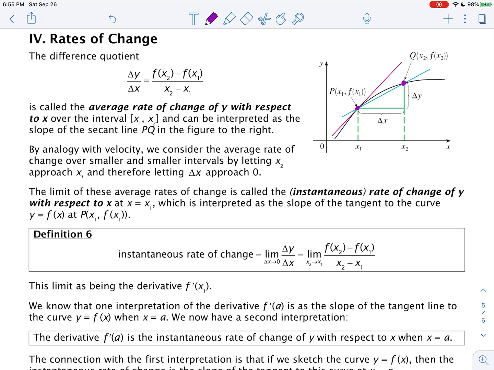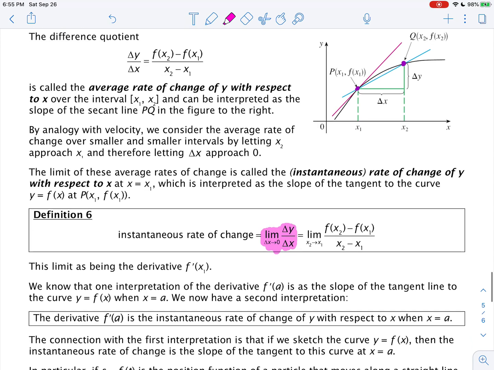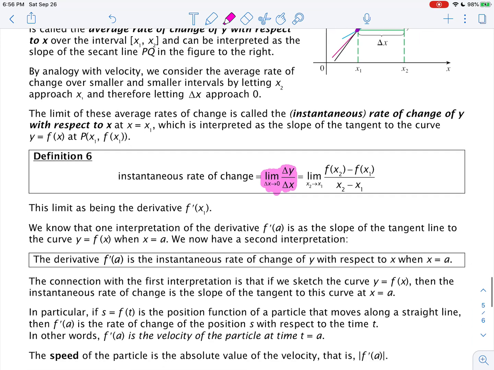And your instantaneous rate of change is the limit of delta y over delta x. So this is another alternative expression that you would see in some calculus textbooks. It's very useful later on when we deal with differentials. Okay, and later chapter 3.